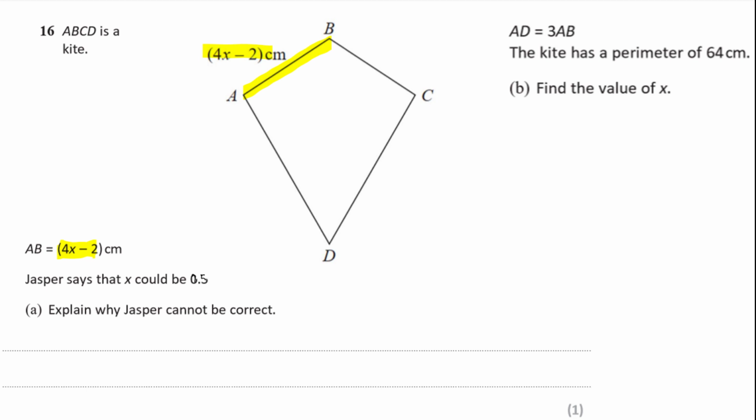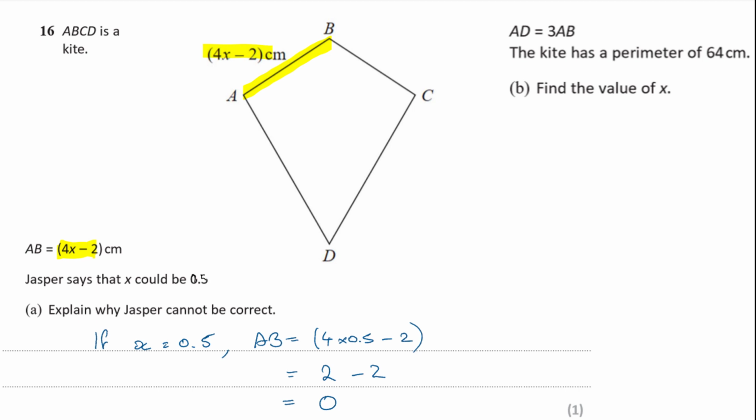Well, that's interesting. Why can't he be correct? ABCD is a kite. AB equals 4x minus 2 centimeters. Why can't x be a half? Well, I'll tell you why it can't be a half. Because if x is 0.5, then AB would be 4 lots of 0.5 take away 2, wouldn't it? Okay, and 4 lots of a half is 2, and 2 take away 2 is 0.